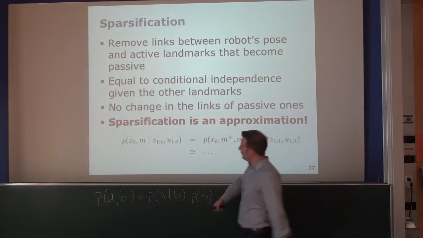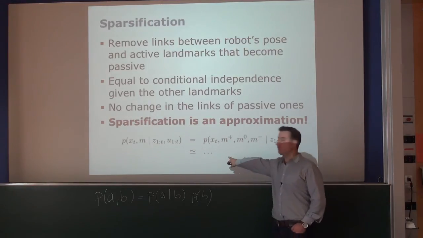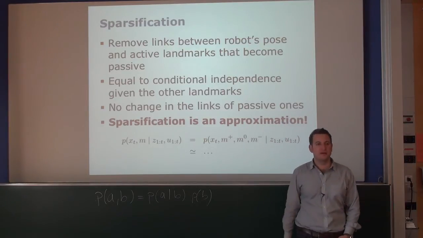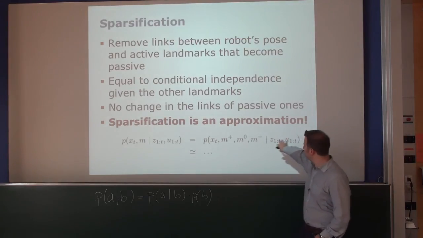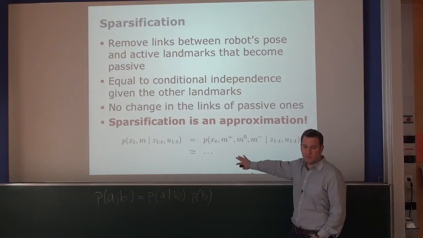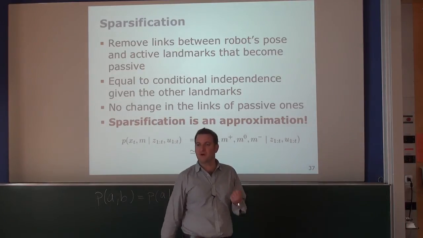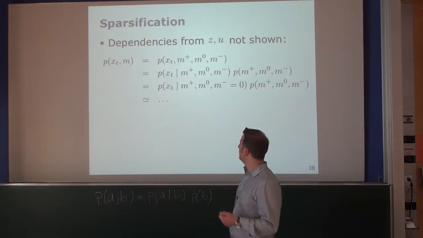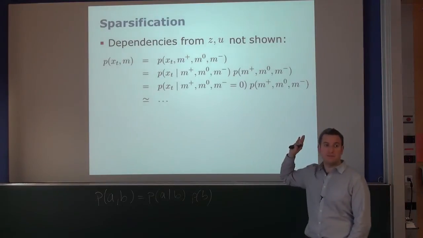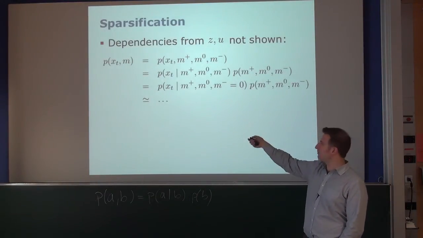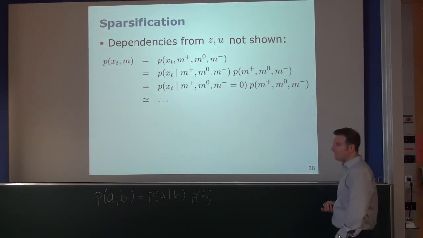So I rewrite now my posterior p of xt and m, given all my data, into four variables: the current pose and my three different categories of landmarks: active ones, active ones which become passive, and passive ones. And now I continue on the next slide with performing this sparsification that we have seen with our variables a, b, and c before. So I just dropped all the dependencies on the observations and controls here. Think as if they would be there, I just have not written them down. Otherwise, the slides get a little bit too crowded with variables.